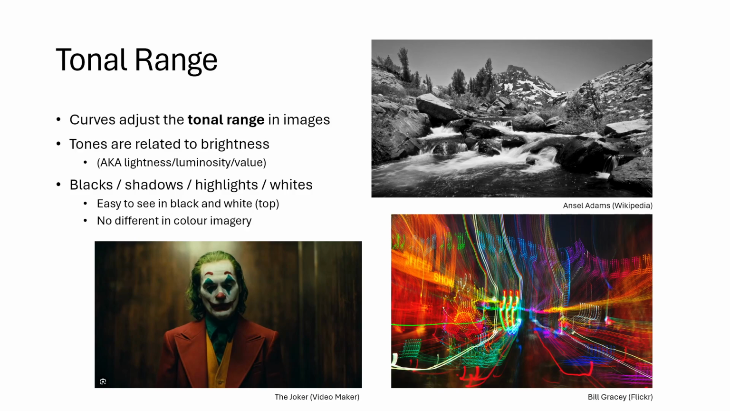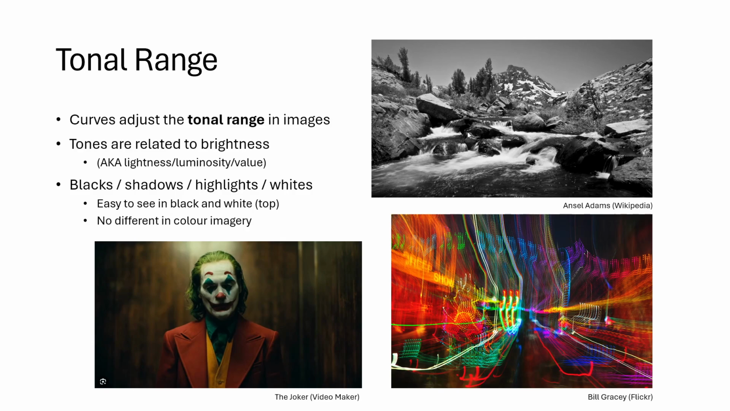Now the tonal range refers to the brightness and darkness of the pixels and the forms and shapes within an image, and sometimes you'll see this referred to as lightness or luminosity or value. We can see a tonal range very clearly in a black and white image because all we can see is light and dark. There's no chroma or hues in there. And we can see the Adams image on the top right where we can clearly see plenty of blacks, we can see whites, and we can see all of the grey areas in between.